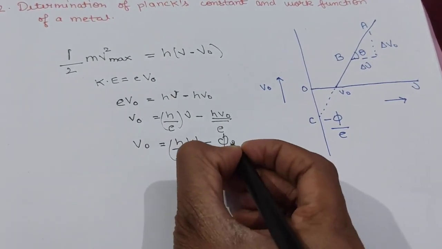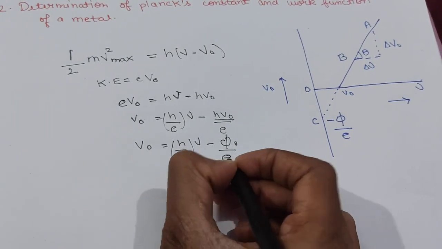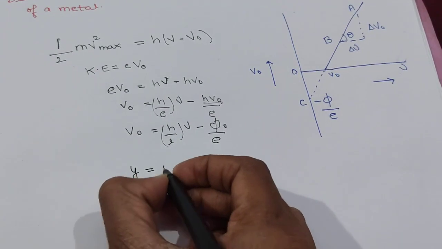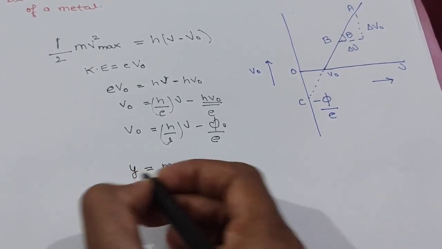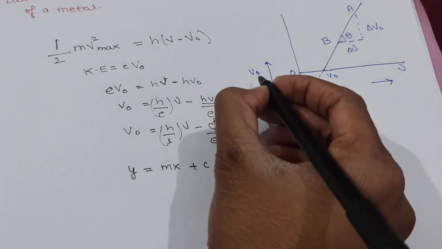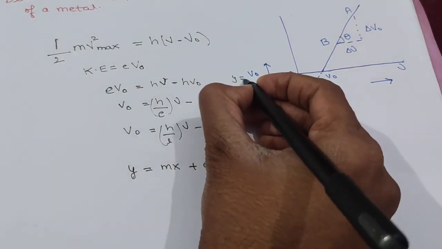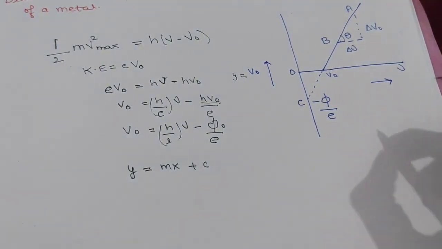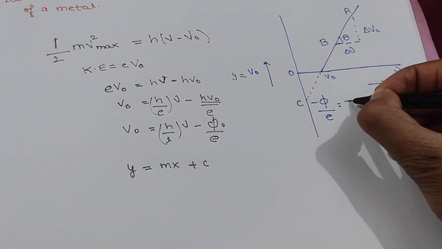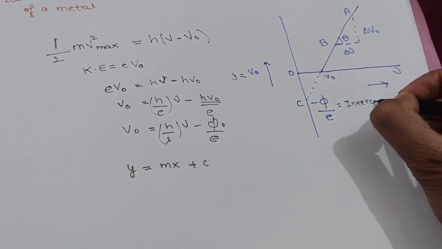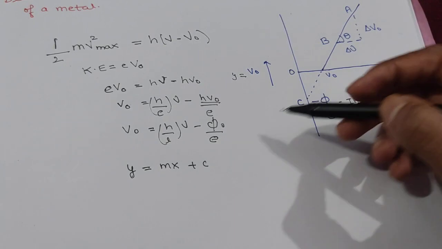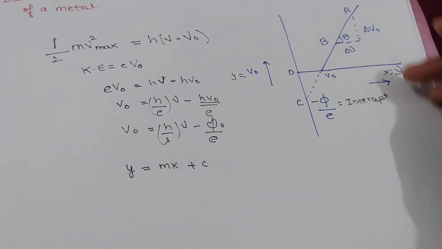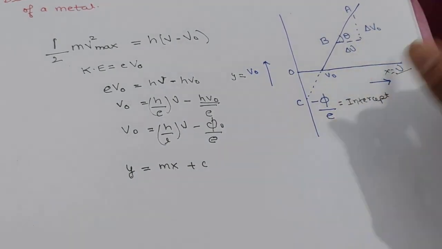So we have this. Compare this equation with y equals mx plus c. So we can know that this is y, y is equal to the stopping potential, and this is the intercept. And we know that this is x, which is the frequency. So it is very clear from the diagram.